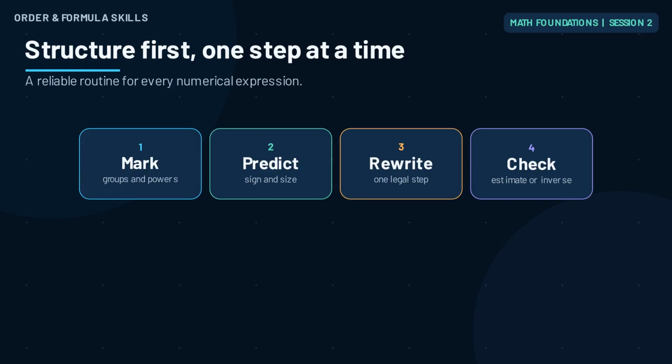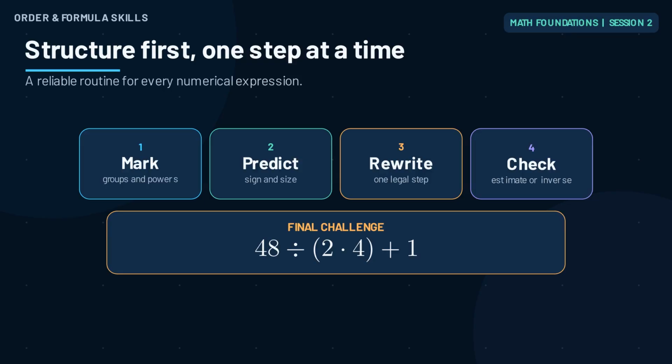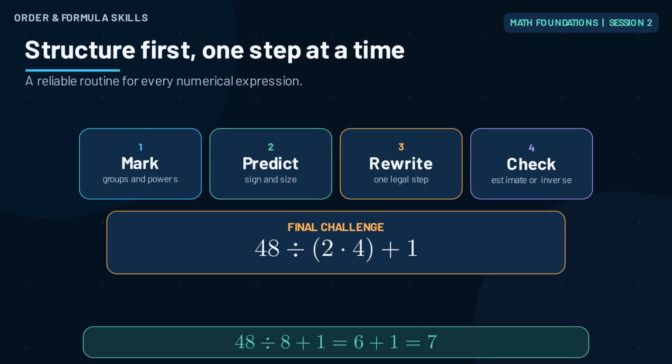Final challenge. Evaluate 48 divided by the quantity 2 times 4 plus 1. The grouped divisor is 8. 48 divided by 8 is 6, and 6 plus 1 is 7. The answer is 7. Remember the core idea. Grouping creates units, paired operations share priority, and left to right preserves the structure you were given.